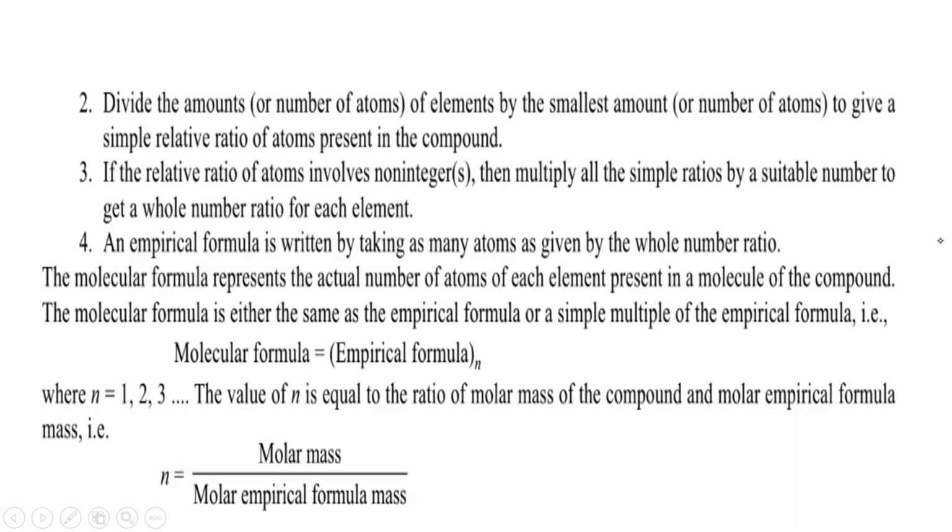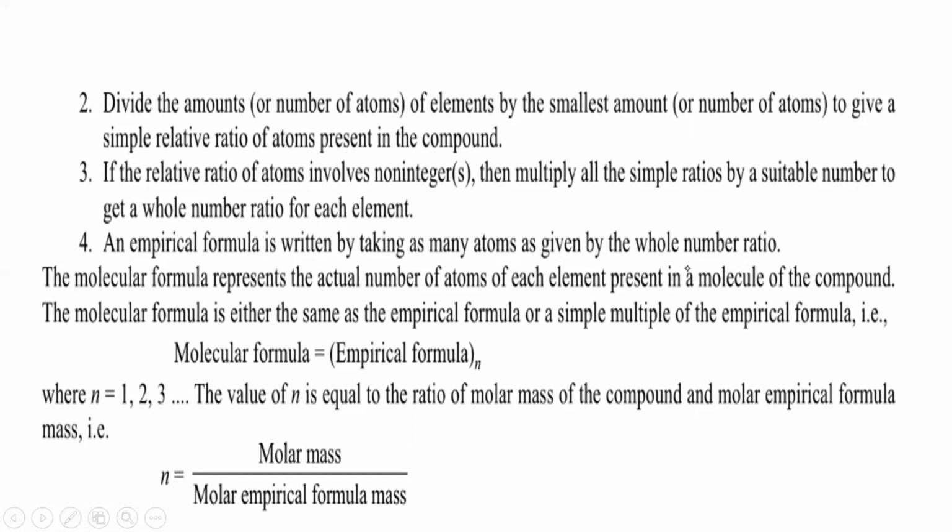So I am writing the total rules for finding the empirical formula and molecular formula. Second rule, third rule, fourth rule, you just listen; afterwards I'll show you how to find it. Second rule: divide the amount of each element by the smallest amount to give a simple relative ratio of atoms present in the compound. Third rule: if the relative ratio of atoms involves non-integers, multiply all the simple ratios by a suitable number to get whole numbers. Fourth rule: an empirical formula is written by taking as many atoms as given by the whole number ratio. To find the molecular formula, it is the empirical formula times n. How to find n? n is equal to the molar mass divided by the empirical formula mass.